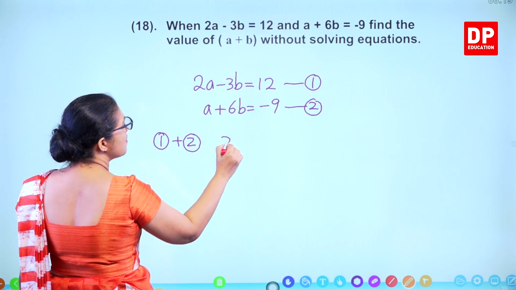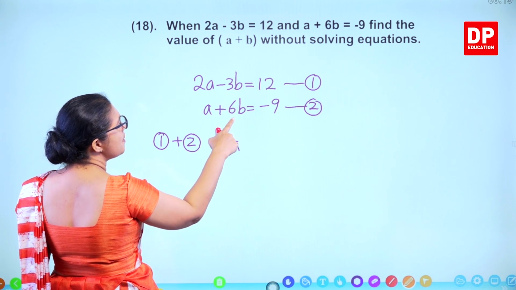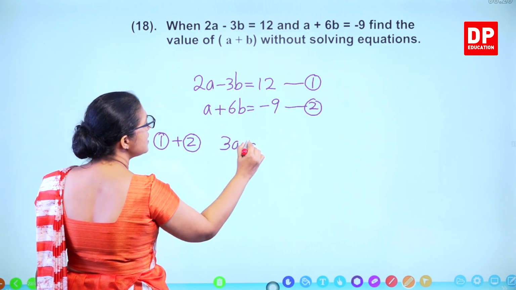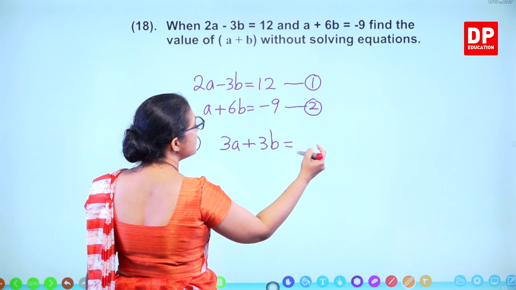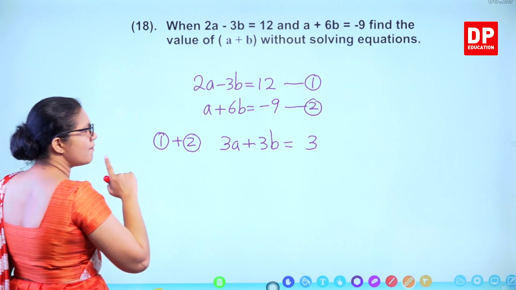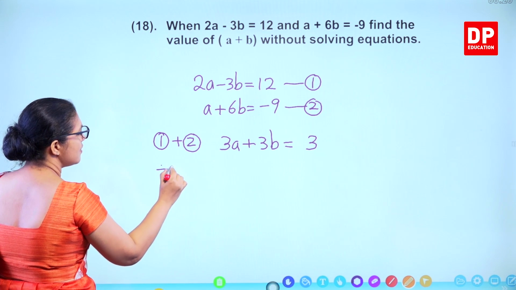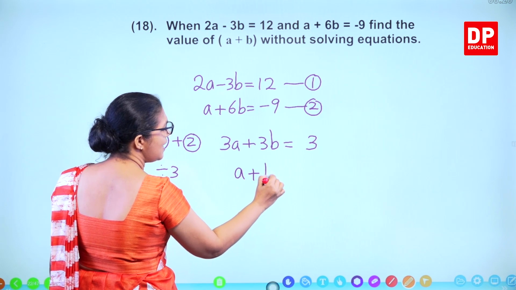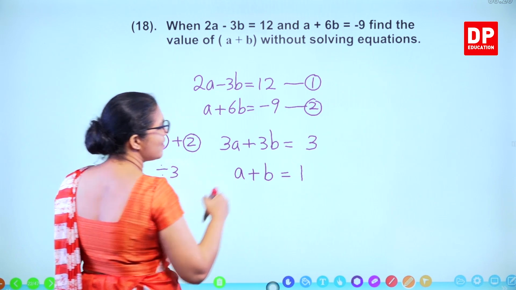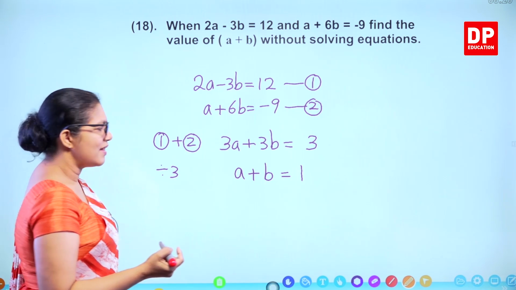2a and a becomes 3a minus 3b plus 6b, you get plus 3b. 12 minus 9 plus 3. When you divide the whole equation by 3, what do you get? a plus b equals 1. So straight away you get the answer.